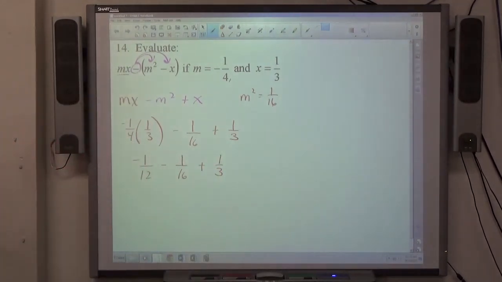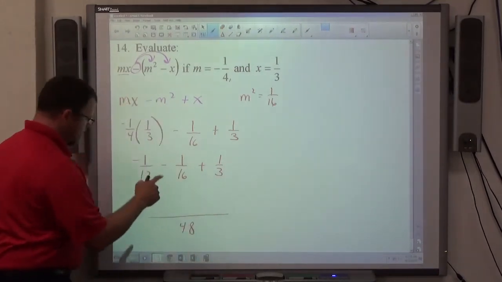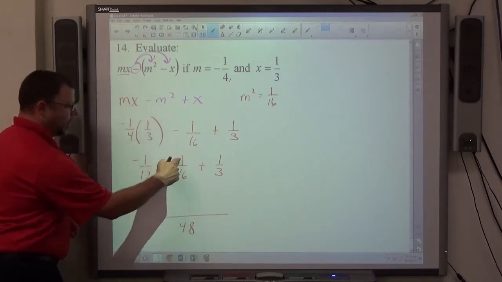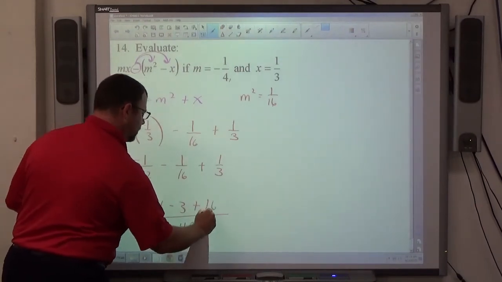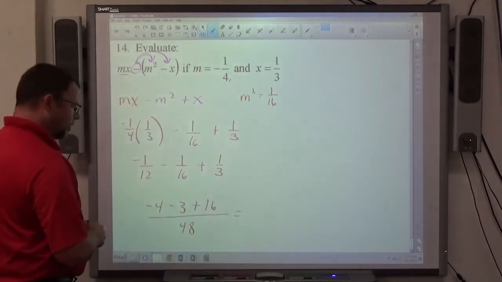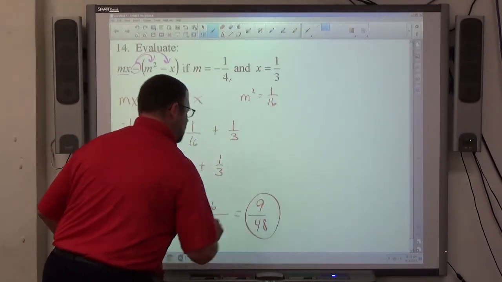Common denominator of 12, 16, and 3 is 48. 12 times 4, negative 1 times 4. 16 times 3, negative 1 times 3. 3 times 16, 1 times 16. Just like that, we get common denominators. Negative 4 minus 3 plus 16 is 9 over 48. And that's the answer to that problem.